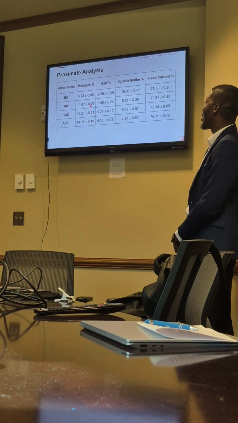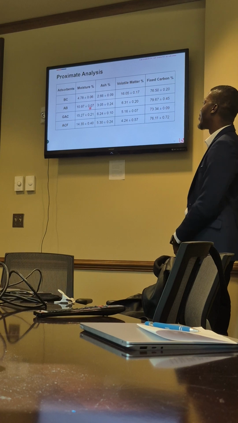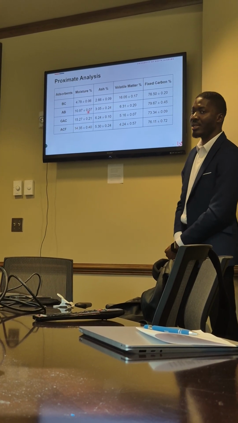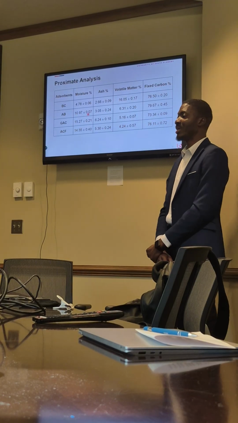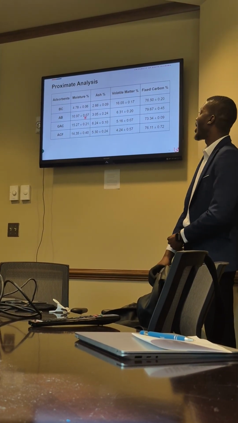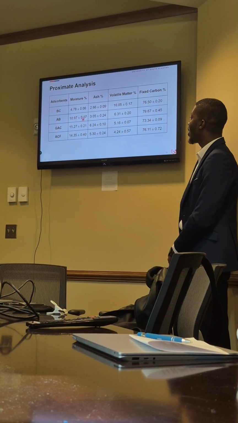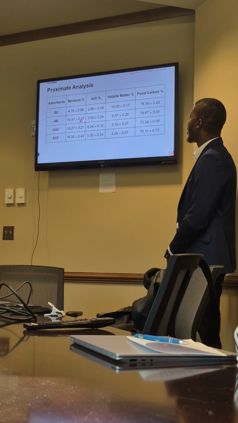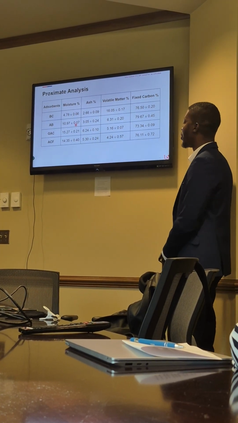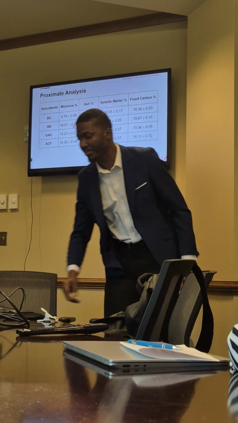The volatile matter of activated biochar, AB, also dropped from 16% to 6.31%. And this drop in volatile matter also indicates that volatile matter was lost during the activation process. So all our adsorbents, as we can see, are high carbon material because they have a carbon percentage more than 70%.